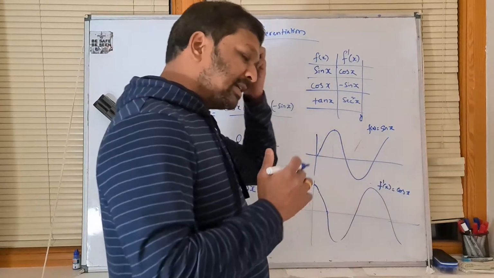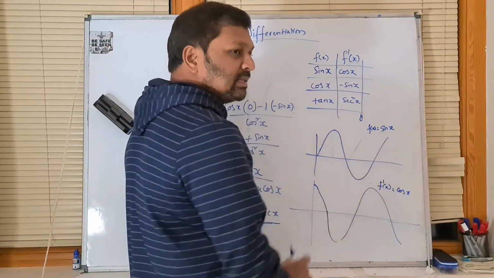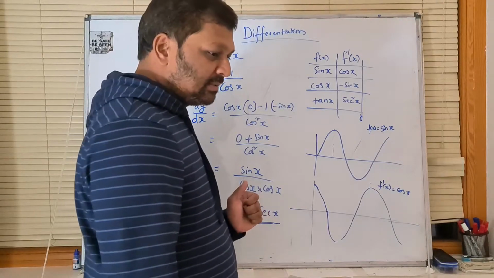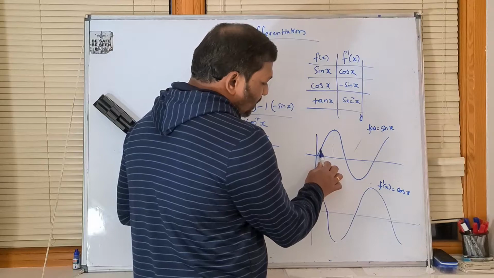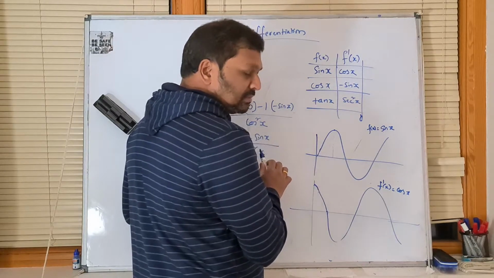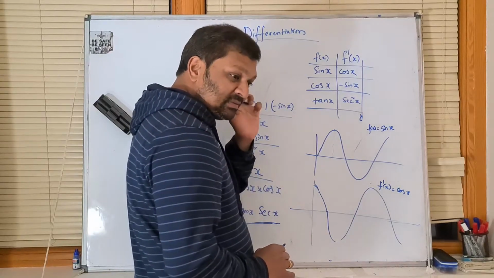I am also explaining why the differentiation of sin x has become cos x. Listen to that explanation. Here the slope is very high initially. That is why it started with a high value, cos.